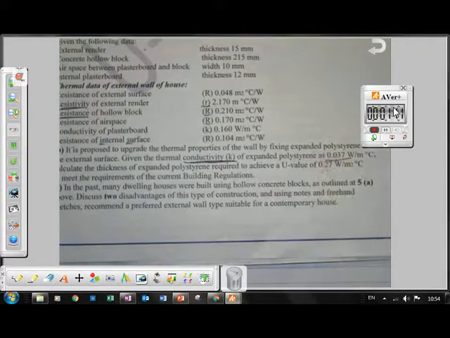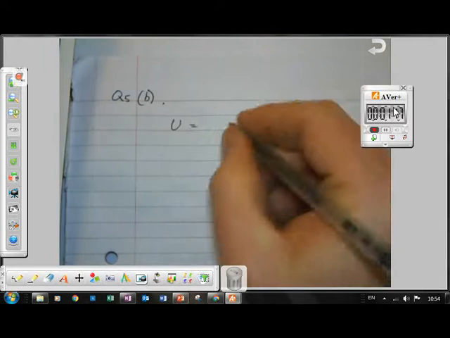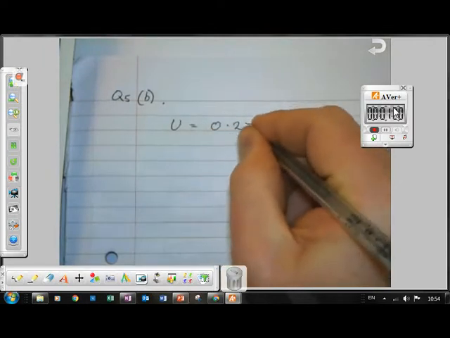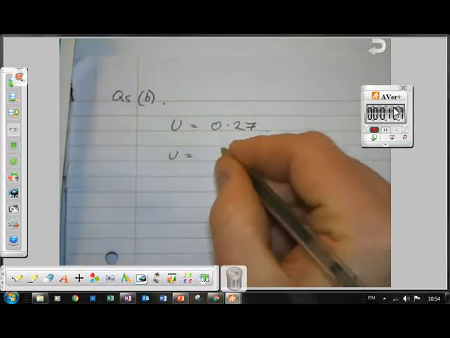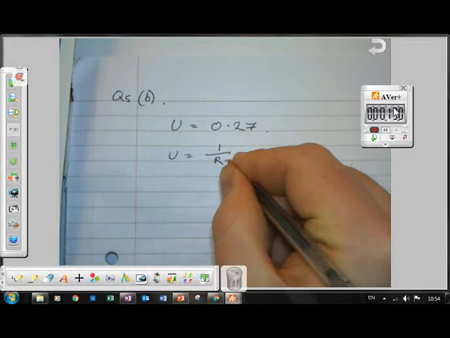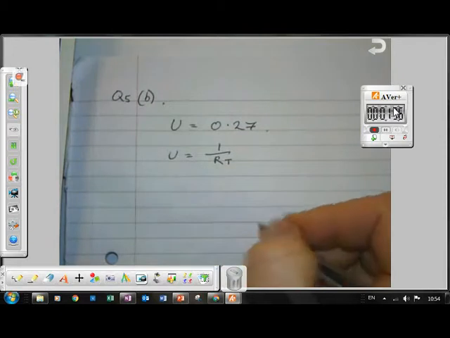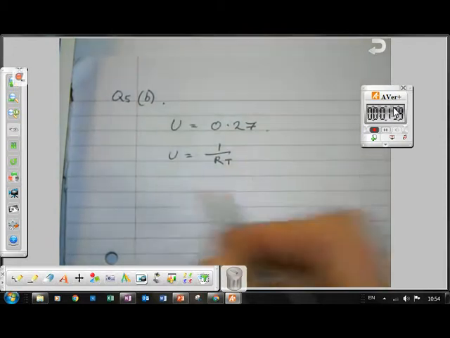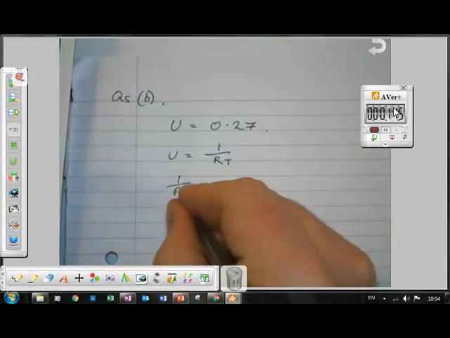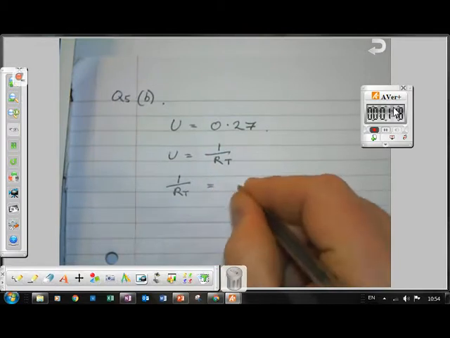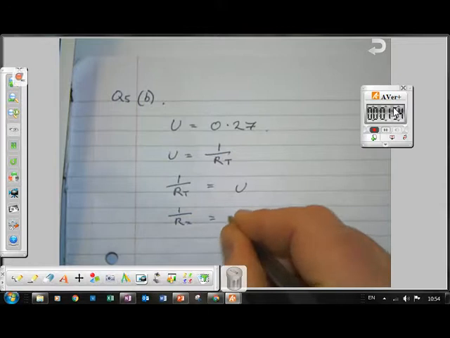To start off, the first thing we do is take our new U value, 0.27, and change it back to resistance. There's a reason why we're changing this back to resistance, and you'll see in a minute when we look at the first part of the question. This is how we calculate the U value formula: U equals 1 over RT, so 1 over RT is equal to 0.27.